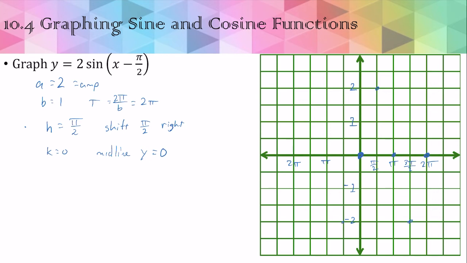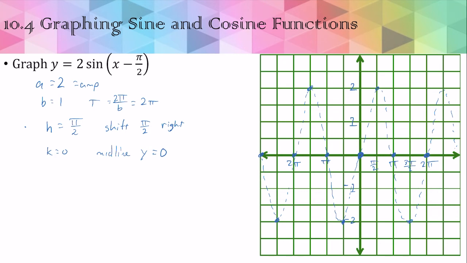All right, what I'm going to do, though, is I'm not going to draw a nice graph. What I'm going to do is make it dotted, because this is not our final answer. Our final graph, we have to shift. So let me change colors. All right, we are going to shift everything pi over 2 to the right.